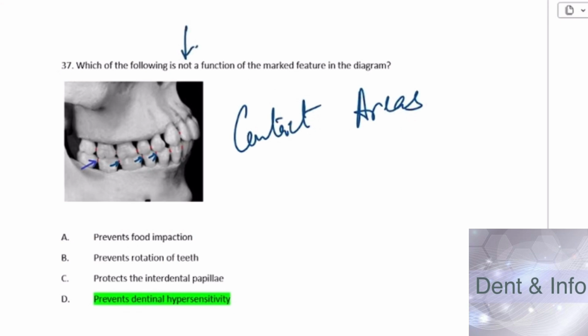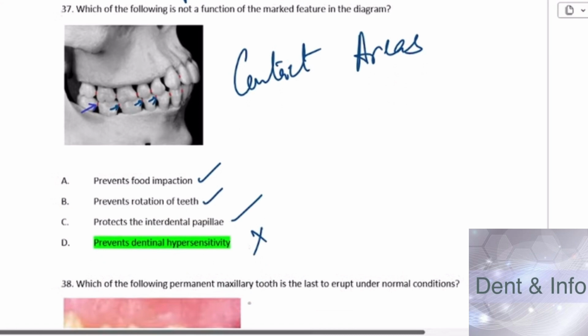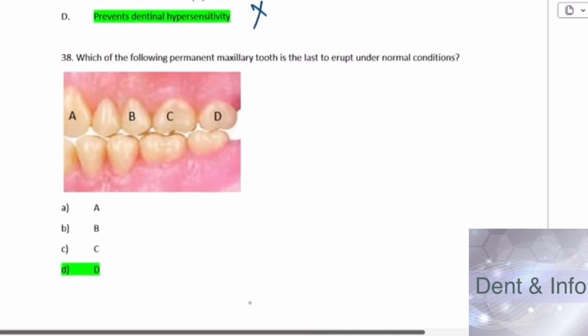Earlier they asked about embrasure, now they asked about contact areas. So prevents food impaction, yes. Prevents rotation of teeth, yes. It protects interdental papillae, yes. It prevents dentinal hypersensitivity, nothing to do with dentine hypersensitivity. Okay. Moving on to question number 38. Which of the following permanent maxillary tooth is last to erupt?